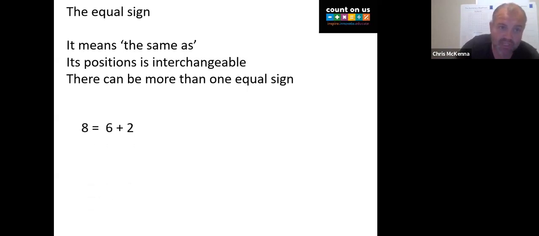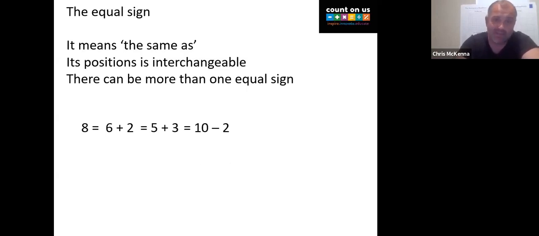So 2 plus 8 is equal to 7 plus 3. We can have more than one equal sign. So 8 is equal to 6 plus 2. That's equal to 5 plus 3. It's equal to 10 take away 2. It's equal to double of 4. The equal sign doesn't just mean that, as we think in maths, we're going to get the answer. It means it's equal to something else.